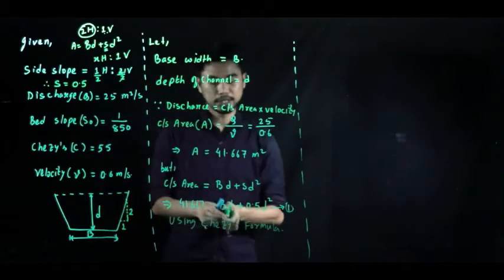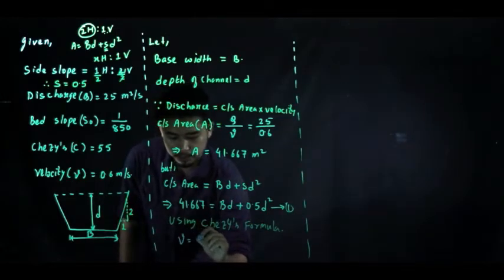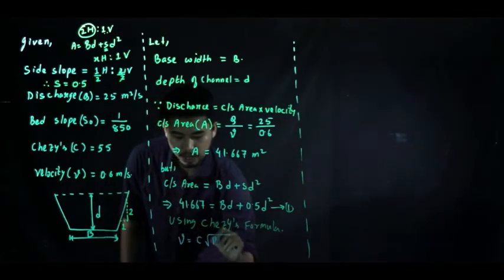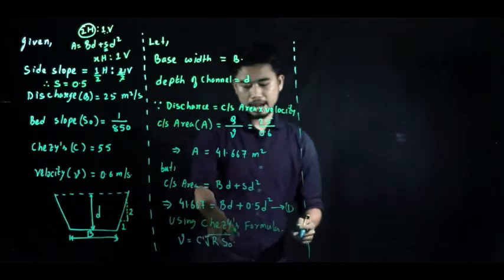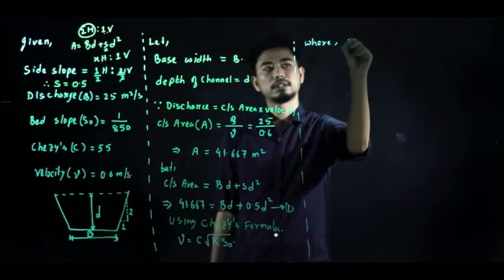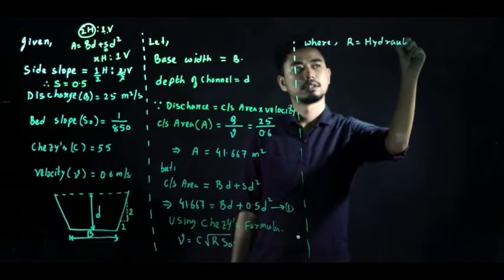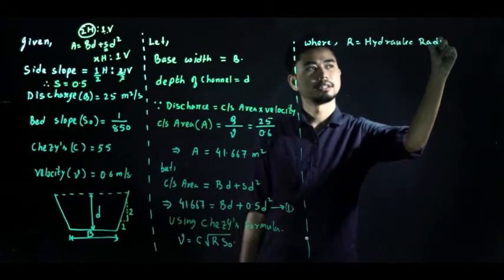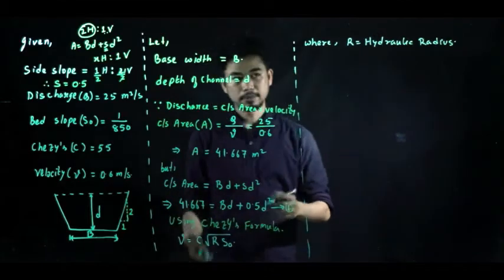Using Chezy's formula. So what is the Chezy formula? We know that V is equal to C under root R S naught, isn't it? This is the Chezy formula where R equal to hydraulic radius. So R is the hydraulic radius.